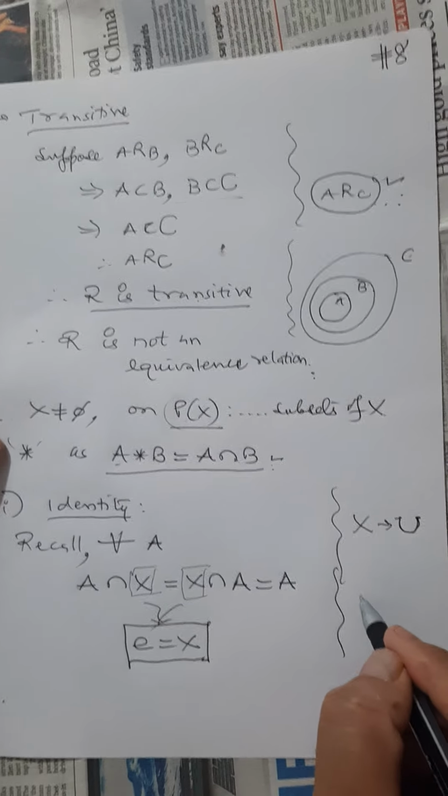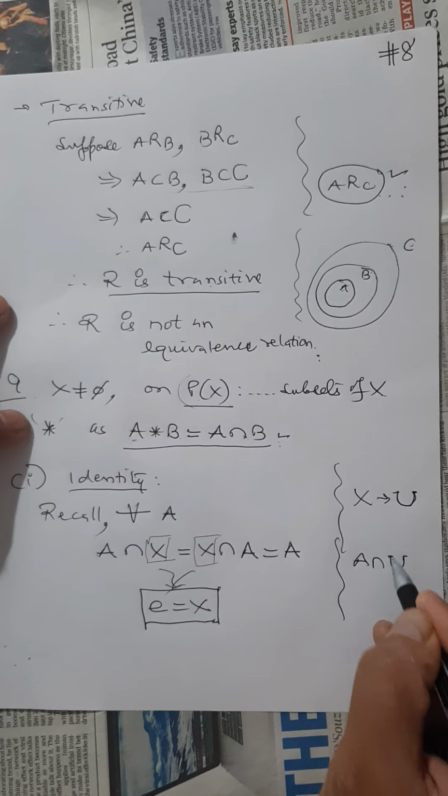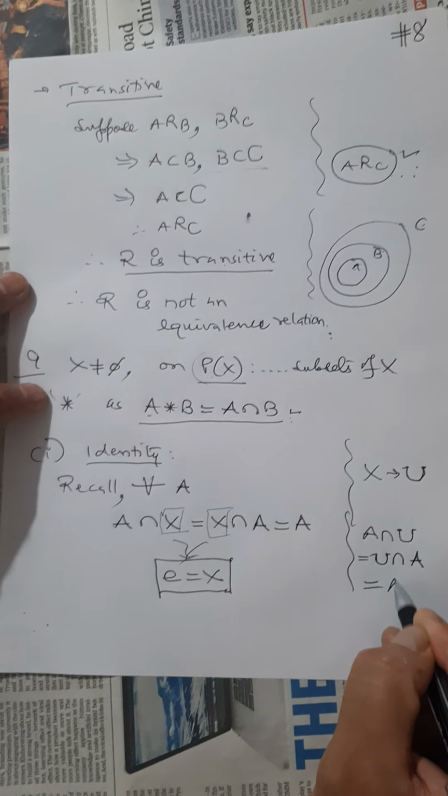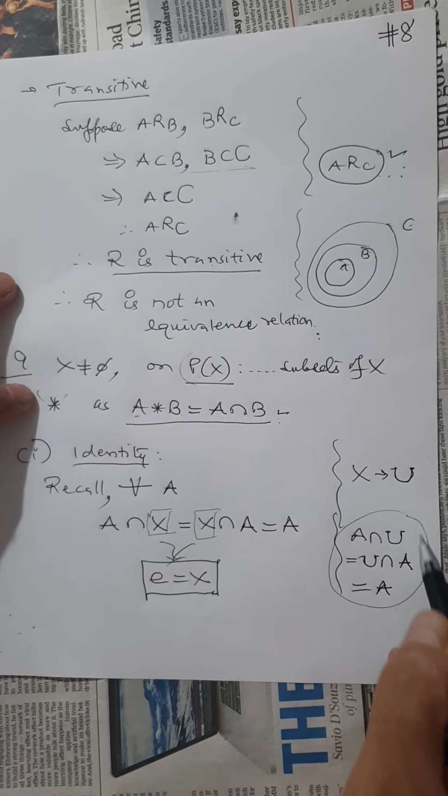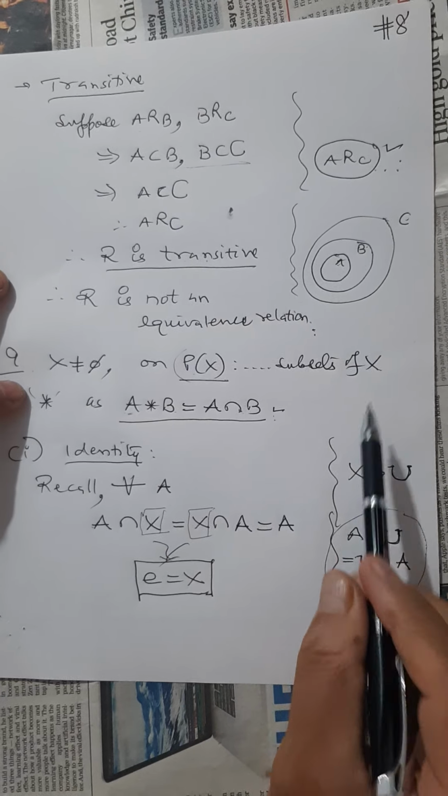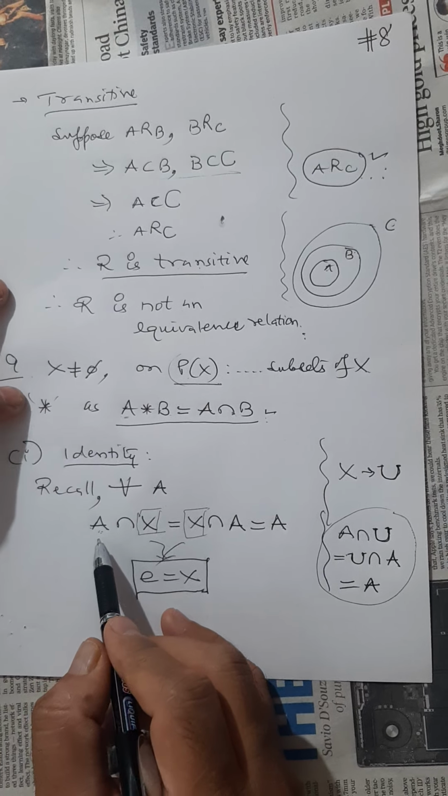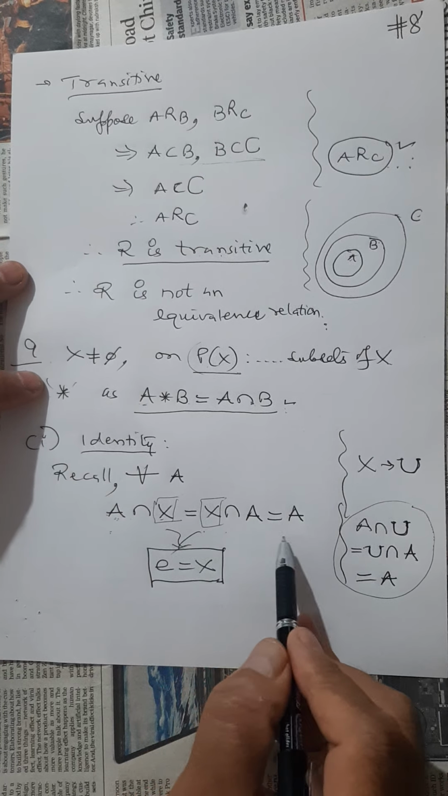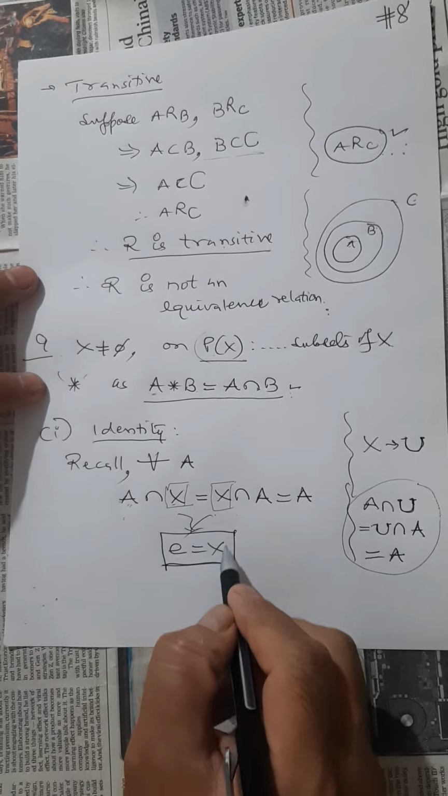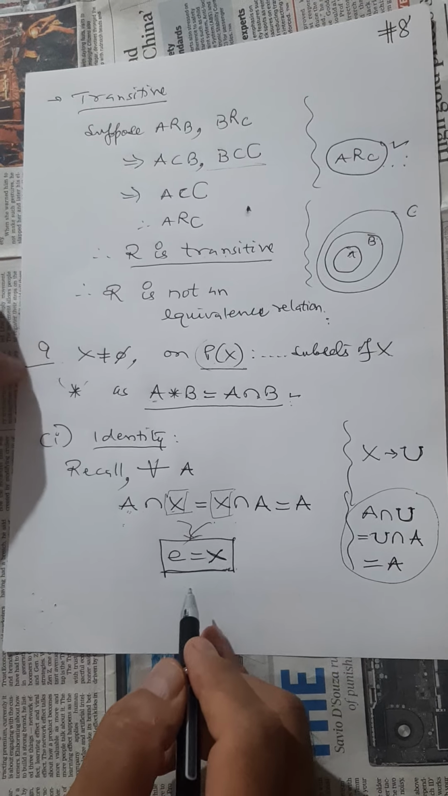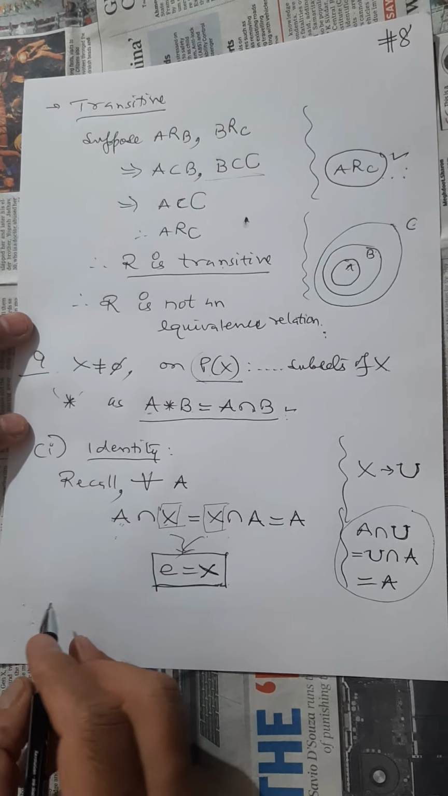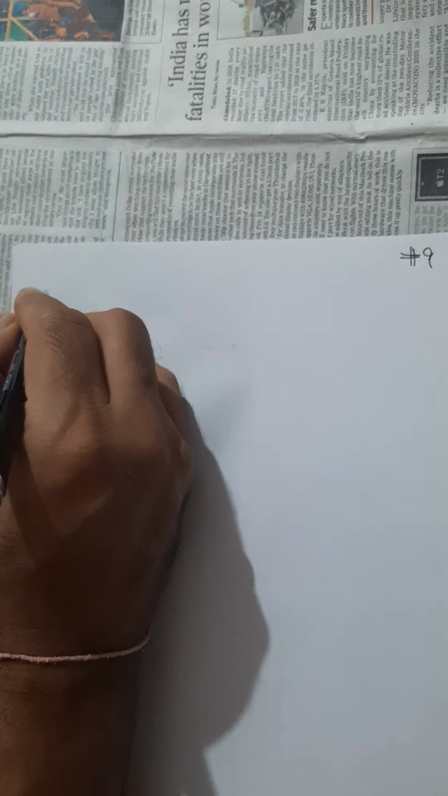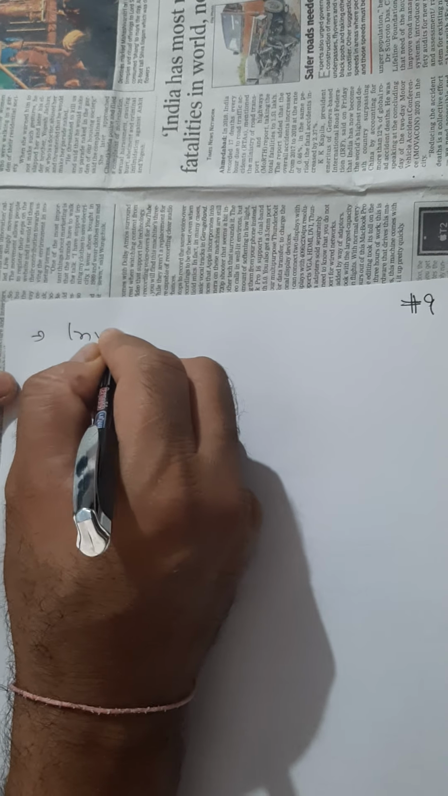You recall such things you did in sets in 11th standard: A intersection the universal set, or the universal set intersection A, equals A. But here instead of the universal set U, you have X, which is a smaller set. So A intersection X equals X intersection A equals A. So here the identity is X. This is the identity element. Now you are asked for the inverse also. Next is the invertible elements.